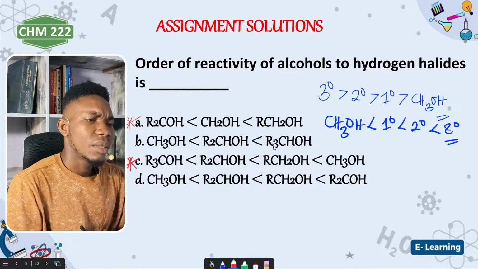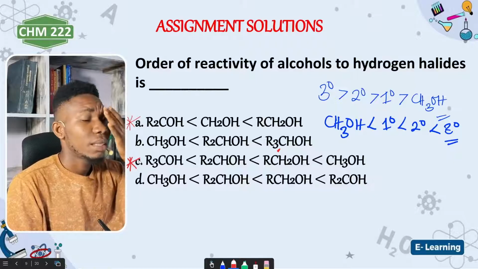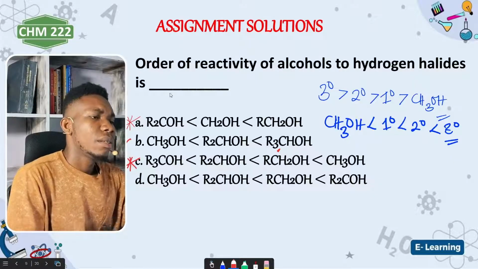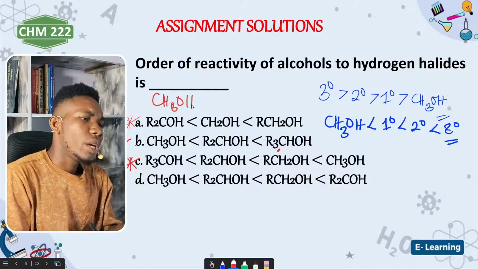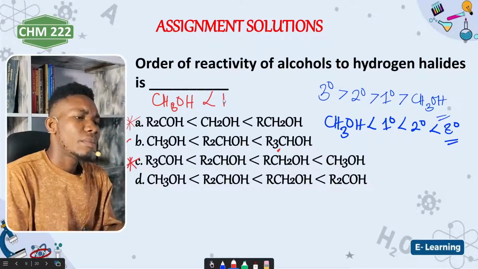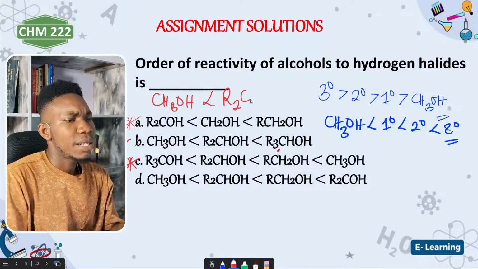It's a mistake, because this is R3 here. So yes, it's supposed to be R3COH. All right, R3COH. So the correct order is this. Methyl, CH3OH, is less than, supposed to be less than primary first, but now there's no primary there, so it's less than secondary, then less than tertiary. This is supposed to be the right order.